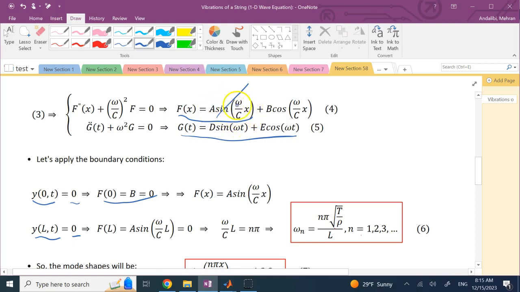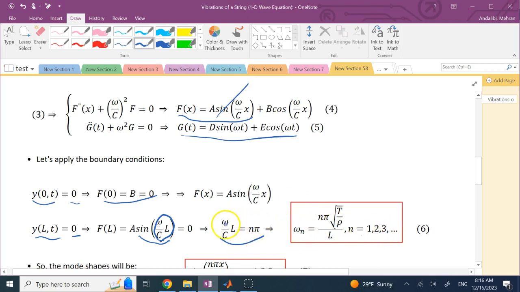Now, this function at L has to be 0. That means a sine of omega over c times L equals 0. Now, a cannot be 0, otherwise f is entirely 0. So the sine term has to be 0. And when sine of something is 0, that thing, whatever it is, has to be an integer multiple of pi. So it has to be n times pi, where n is a positive or negative integer. In this case, we go with positive because we want the natural frequencies to be positive.